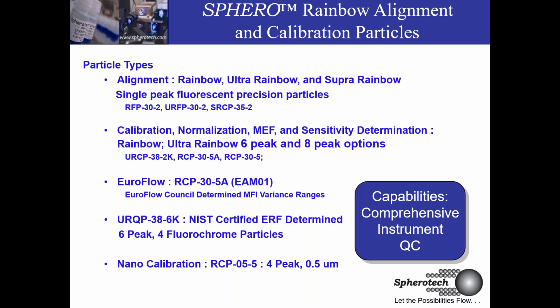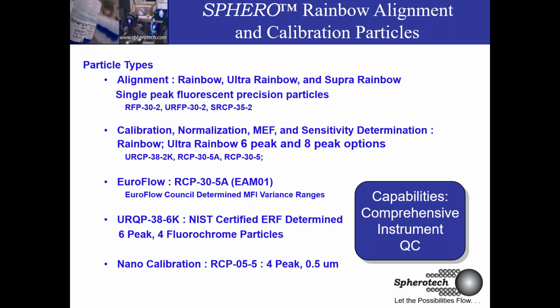So here, these are our particle types, right? At the top, we have alignment. We have rainbow, ultra rainbow, and supra rainbow. Now, rainbow are going to work off of your regular lasers, if you have a 488 laser, your 561s, your blue, your yellow, and your 633, your red laser, those standards, or if you even have the violet laser, the 405, these are all going to work really well with the rainbows.